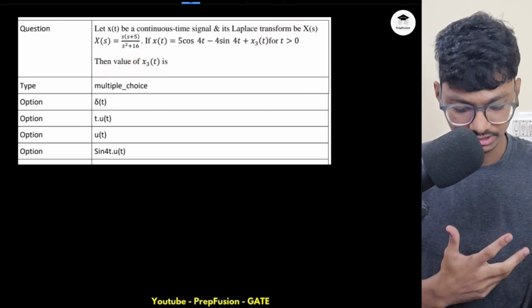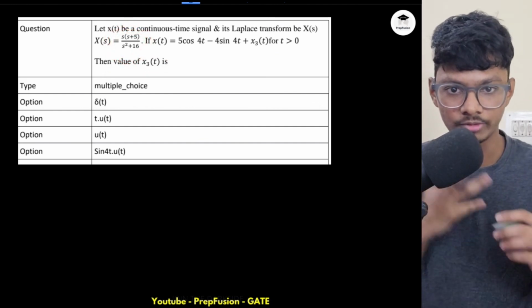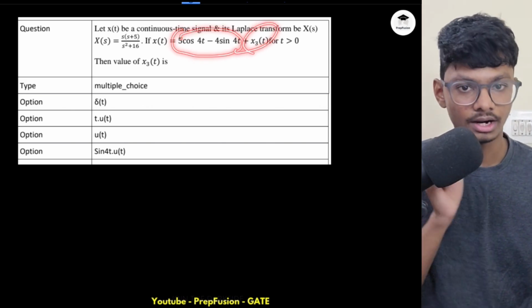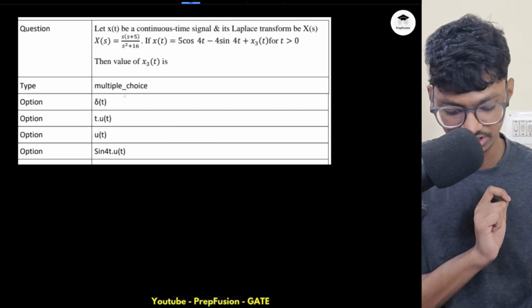Basically what they are asking is, if you find the Laplace inverse, you will get a time domain expression, and out of that time domain expression, two things will be common, and the third part will be uncommon, and that will be equal to your x3 of t.